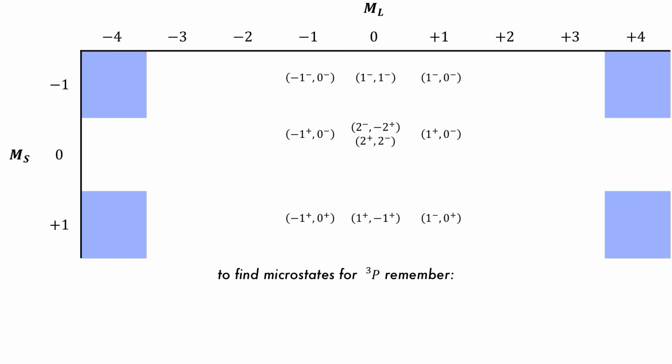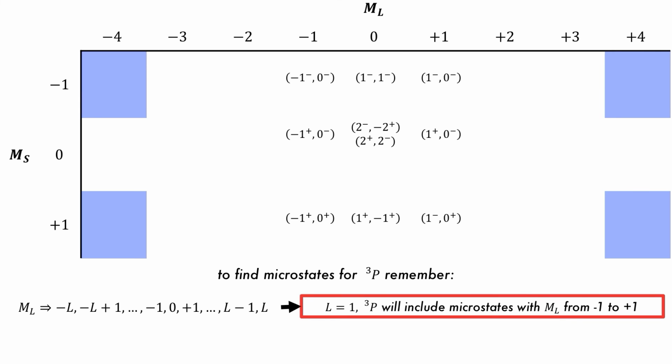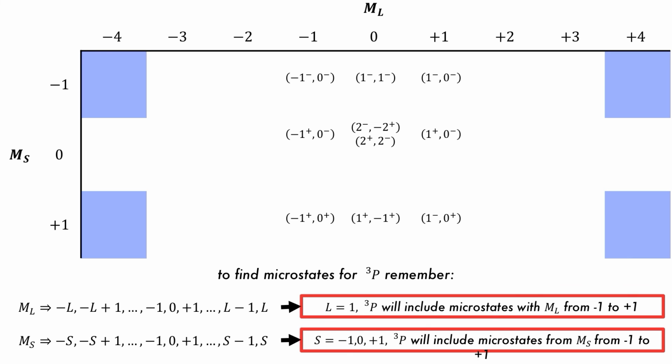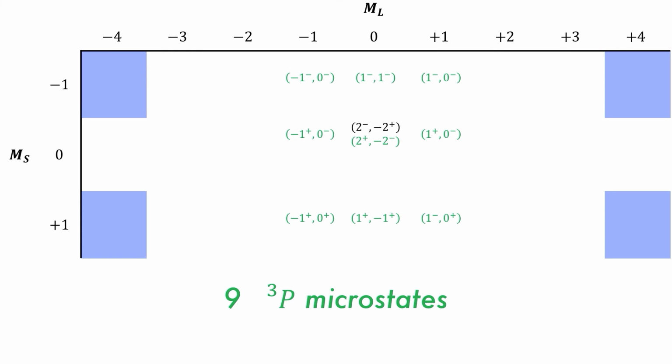Now we need to determine which microstates represent the atomic state triplet P. If L is equal to 1, then ML will range from plus L to minus L, which is going to be minus 1, 0, and plus 1. This will give 3 different ML values in this triplet P atomic state. For the MS values, we have a similar concept as the values run from plus S to minus S, which in this case is minus 1, 0, and plus 1. As a result, we will have 9 different microstates in the triplet P atomic state, one from each of the boxes still populated.